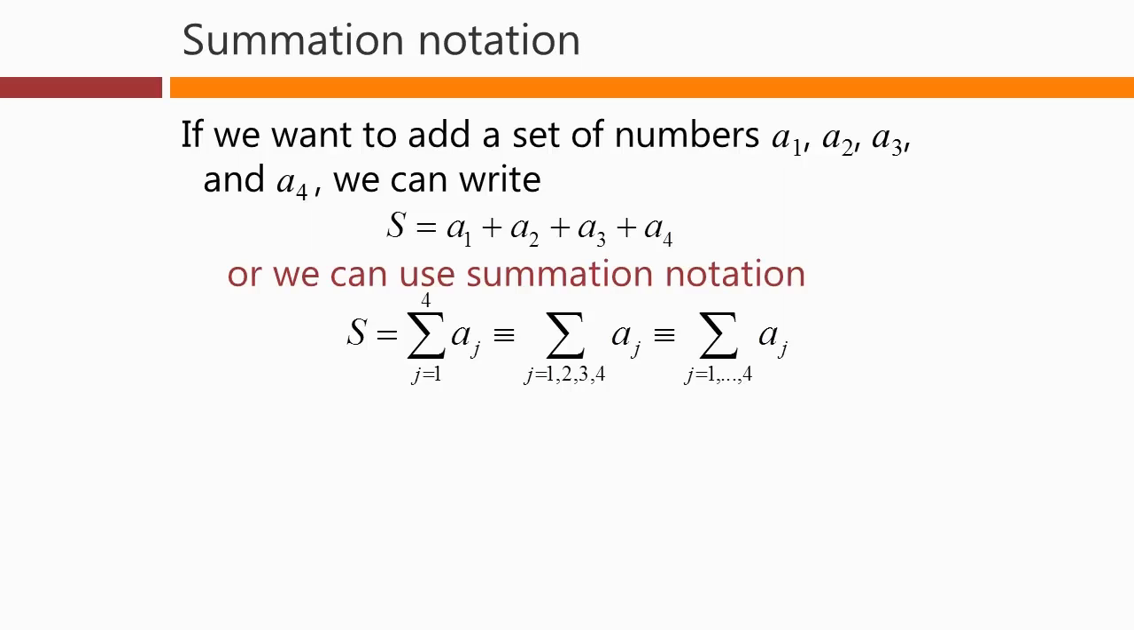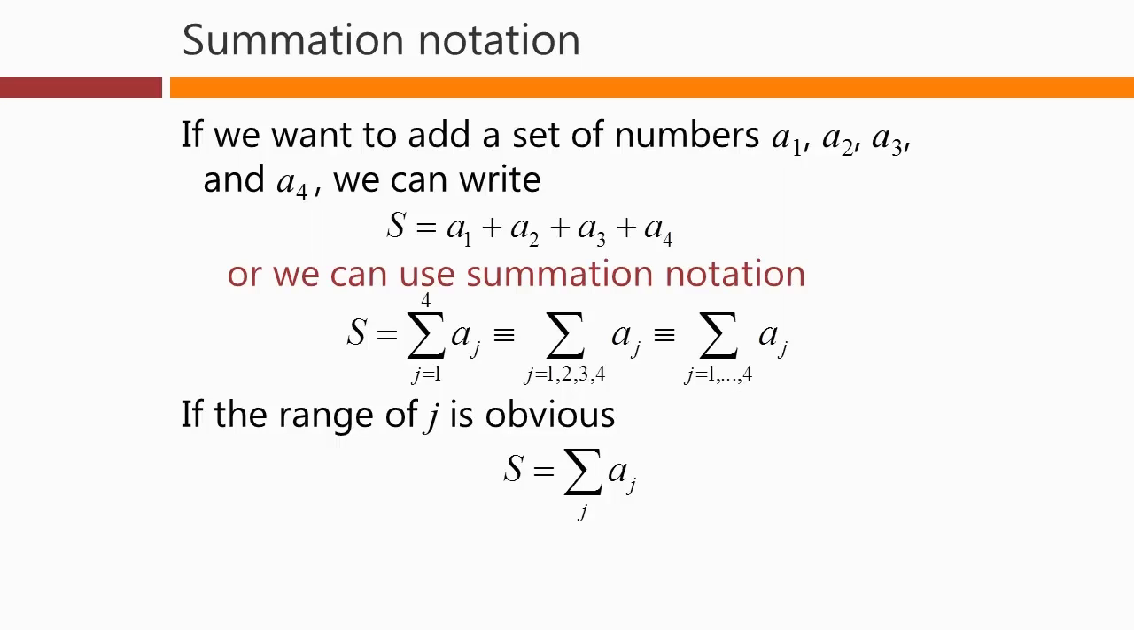Or an alternative and completely equivalent notation would be this one here, where we listed the 1, 2, 3, and 4 on the bottom line. Or maybe we just might write this with the ellipsis in the middle. If the range of j is obvious and we want to save ourselves some writing, we might just specify that the summation is over j, and we already know the range of j that matters.